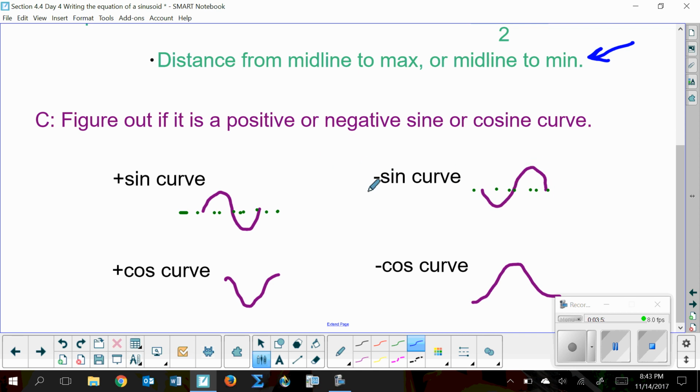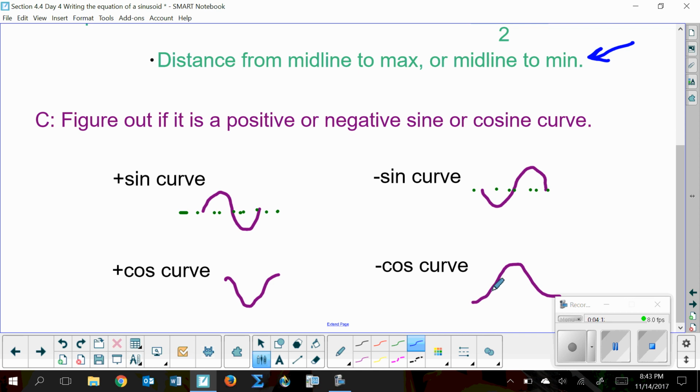Your A value would be negative and you'd have the word sine in your equation. If it's a positive cosine curve, that means your A value is positive and you'd have the word cosine. It starts at the top, comes down to the midline, down to the bottom, up to the midline, and back up to the top. And it's just the flip of that if it's a negative cosine curve.